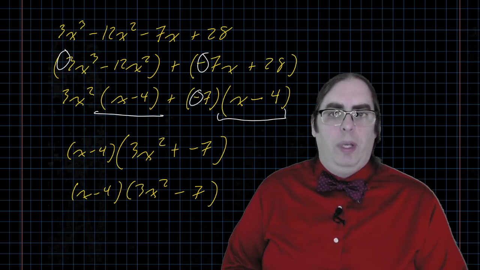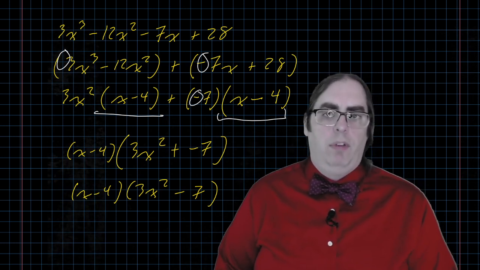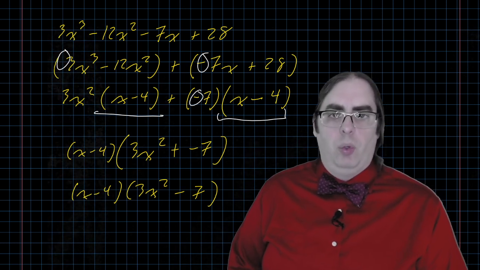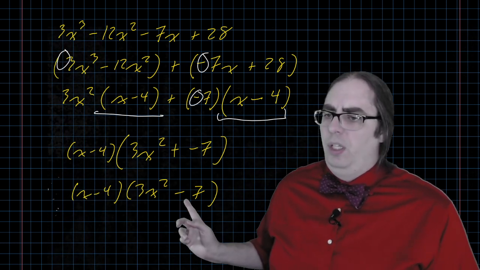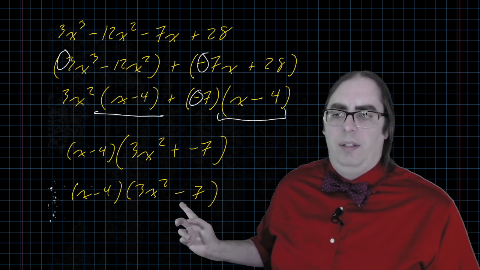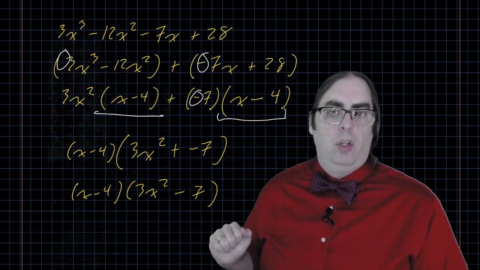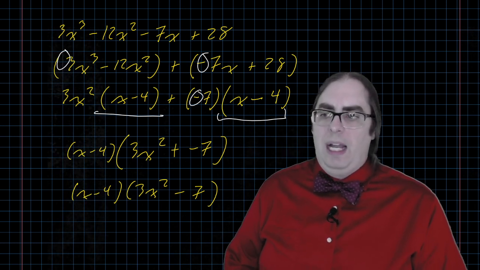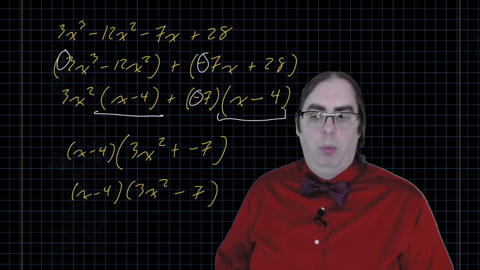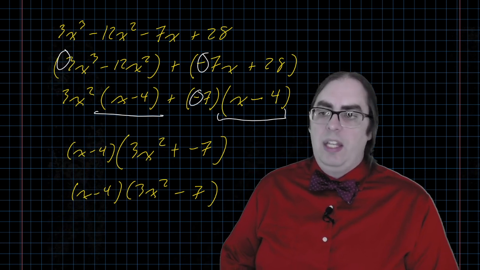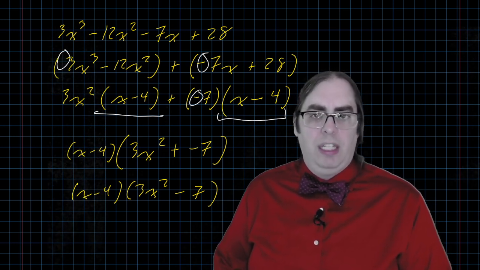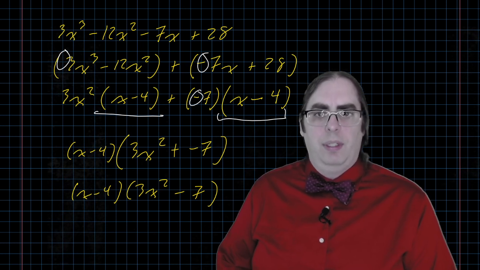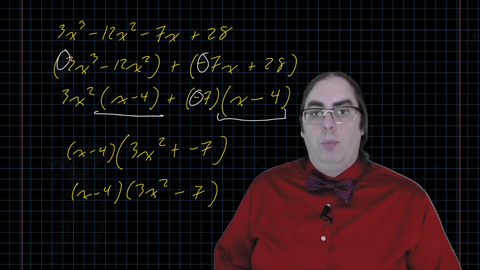We still have a ways to go. There are a number of techniques that are necessary before we are finished with the idea of factoring. You might notice right away that I can no longer use my zero product rule. Or if I tried, I would get x minus 4 equals 0, which is fine. Then I'd get 3x squared minus 7 equals 0, which is a little bit less fine. So there's more to come.